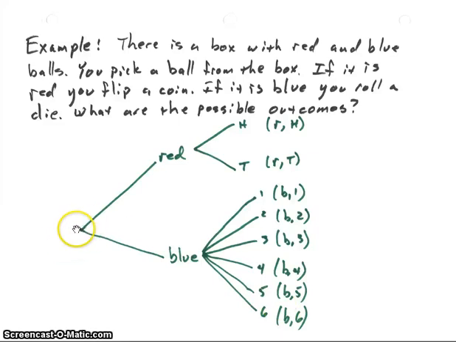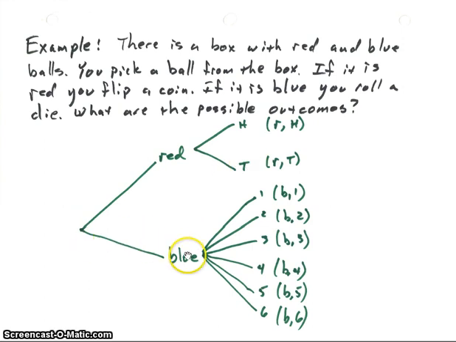Well, we have again a single point that we use as our start point. The two possible outcomes to begin with are red and blue. So we'll have those two next. Now, when we have a red ball that we pick from the box, the next thing we do is flip a coin. So of course those results will be either heads or tails.